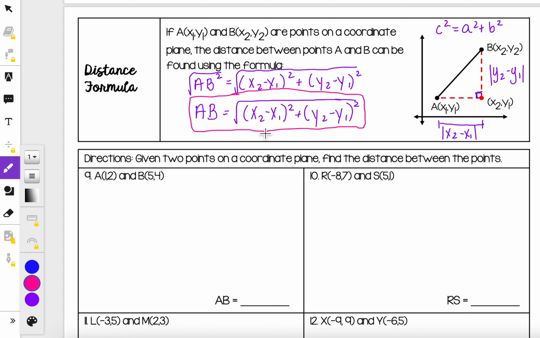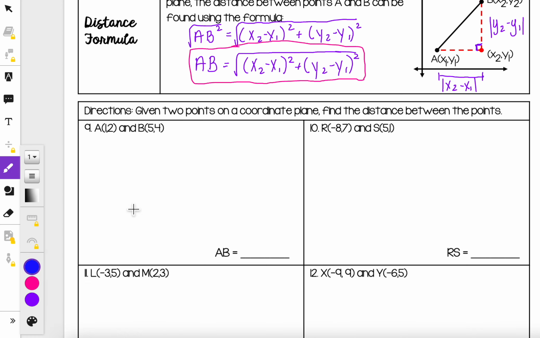Okay, so it looks a little bit overwhelming at first when you first see it, but if you realize it's really nothing more than the distance formula, or I'm sorry, it's nothing more than the Pythagorean theorem, which is something that you should have already seen before, it doesn't seem so bad. Okay, so let's try this out.